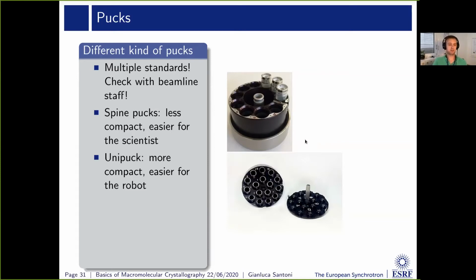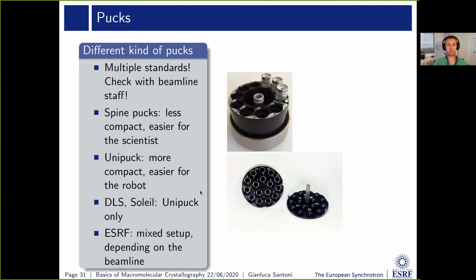Please be aware that different synchrotrons can accept different types of supports. For example, Diamond or Soleil can accept only Unipacks. Here at the ESRF, we have a mixed setup where we can accept both SPINE packs and Unipacks, but this depends on the beamline. So every time you have an experiment, just verify beforehand with the beamline scientists which kind of support can be accepted. Because transferring crystals from one system to another is very long, and it's a very, very big waste of time. And two, it's extremely dangerous because you will have to take crystals out of the nitrogen, which will surely lead to formation of ice.